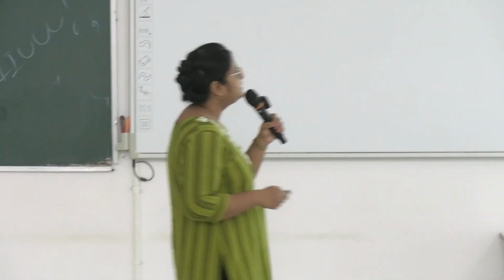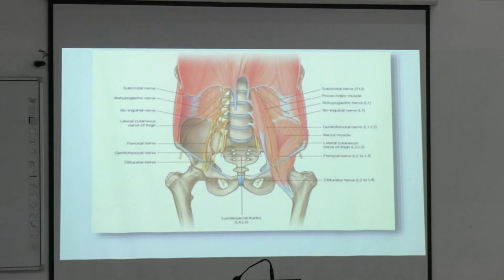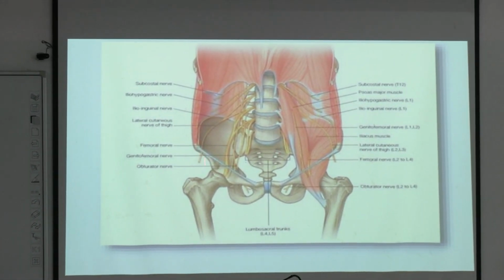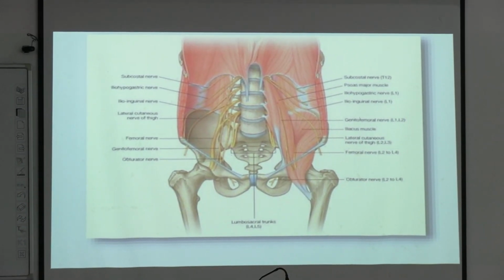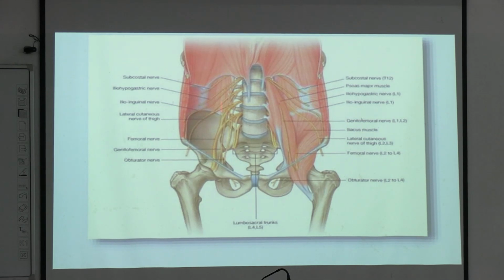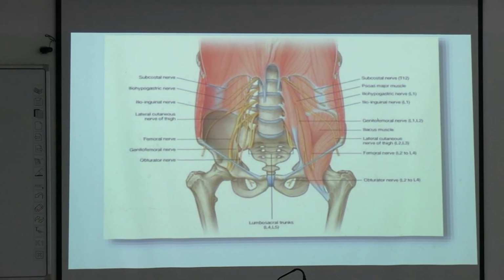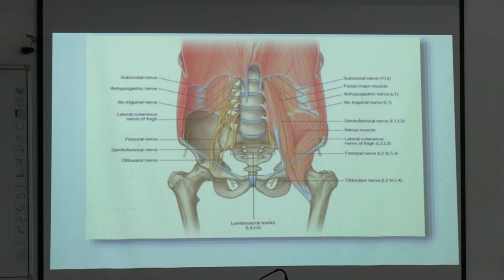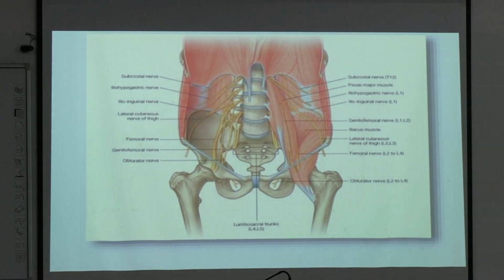here you see the different nerves. See, this is psoas major. Here on this side, psoas major has been removed to show you the lumbar plexus, and these are the nerves, different branches of the lumbar plexus you must have seen in your posterior abdominal wall, okay.